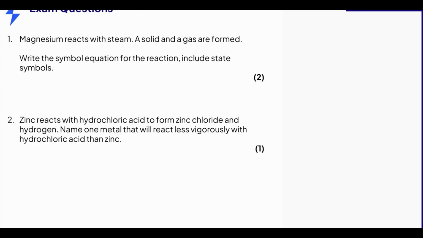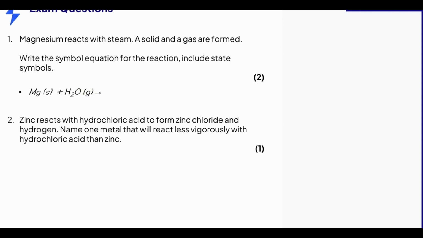Let's look at some typical exam questions relating to the reactivity series. The first question focuses on your ability to recall the equation of magnesium with steam. Magnesium has the symbol Mg and is a solid, so its state symbol is S. Steam is the gaseous form of water, so its formula is H2O and its state symbol is G. Therefore, we can write the reactants as shown here.